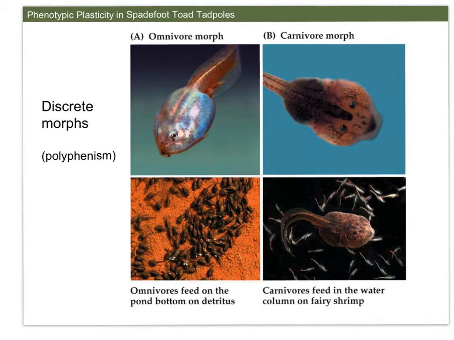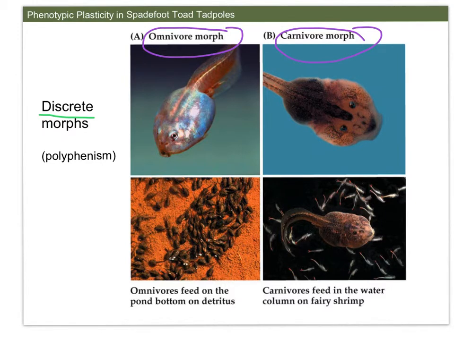For example, the spadefoot toad tadpoles here illustrate the fact that you can have very discrete morphs given different environmental circumstances, meaning they're kind of one thing or another. And this kind of relates to what we talked about earlier about data, continuous and discrete data. So discrete meaning very separate kinds of forms. And for these tadpoles here, there are two different morph types. There's the omnivore morph and there's a carnivore morph. Okay, and whether or not a spadefoot tadpole develops into this type of morph depends on its environmental circumstances.